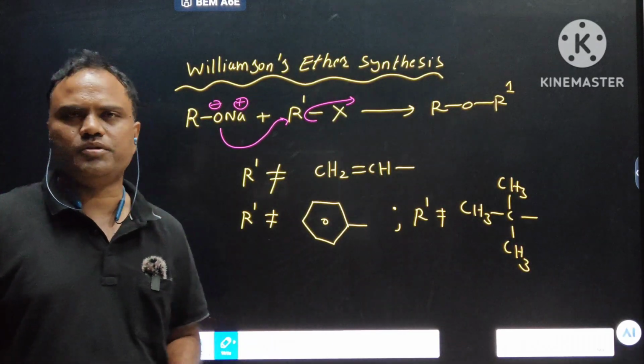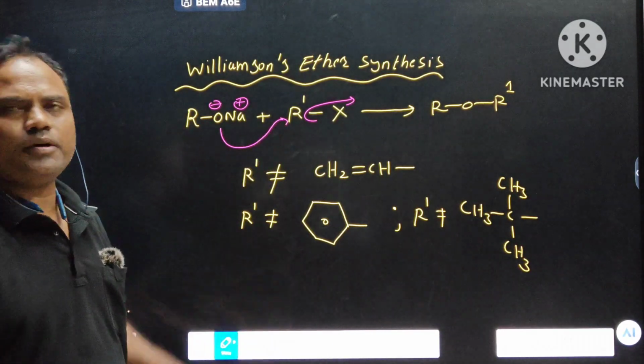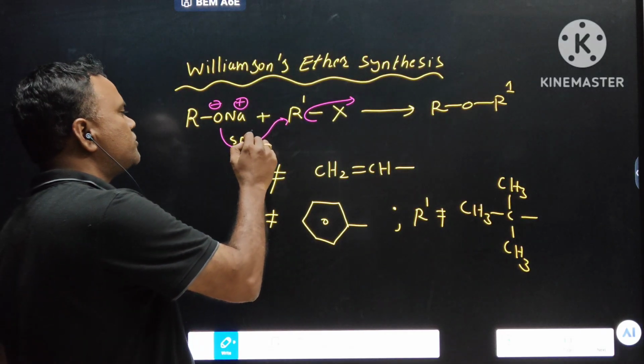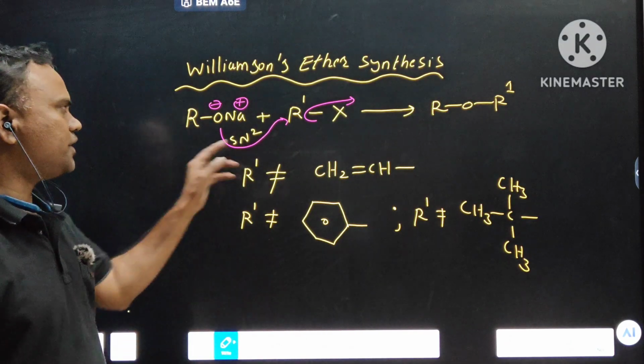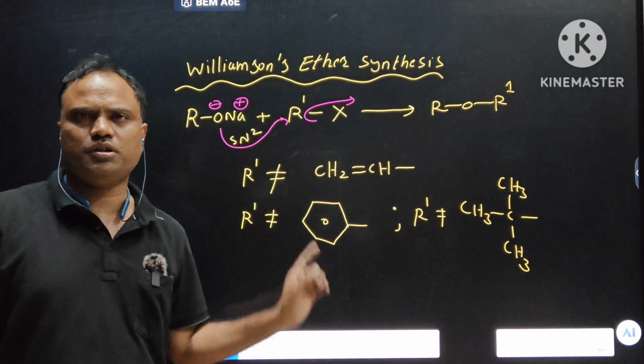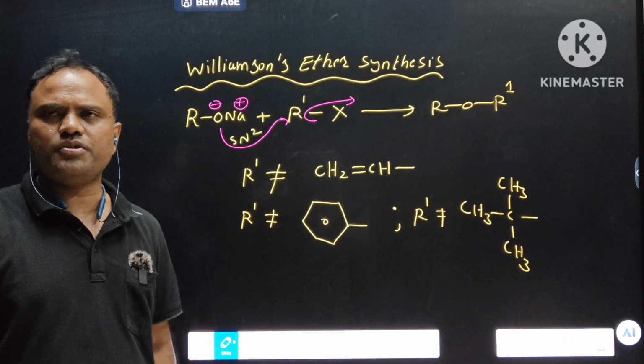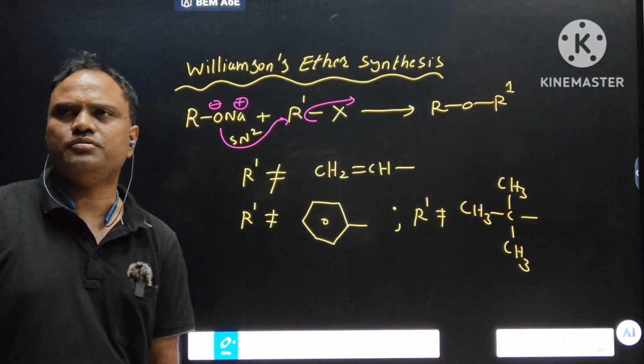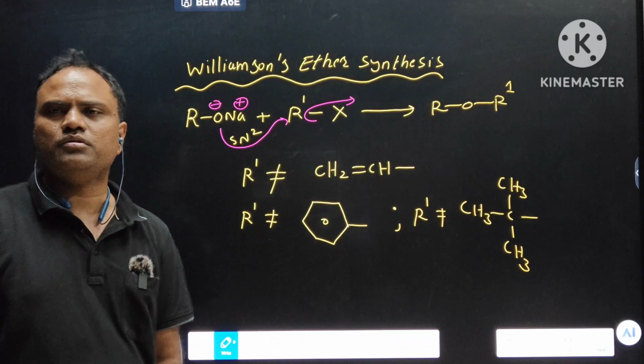Let us continue examples. See, this is the shortcut mechanism. This is like SN2 fashion. Backside attack takes place and X leaves. Clear? Right. Shall we go to the next page?